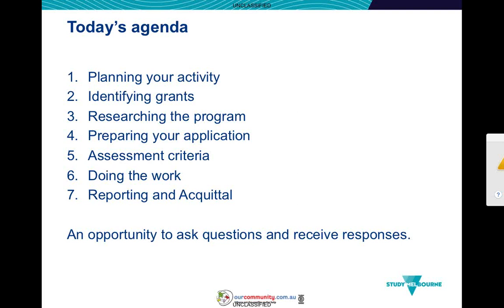We've got a lot to get through today. We're going to be going through some common grant information as well as some very specific areas relating to the program. We're going to be talking about planning your activity, identifying grants, researching the program, preparing your application, and we will address some very specific application questions, looking at the assessment criteria, doing the work and reporting and acquitting. And of course, at the end of the webinar, we will have an opportunity for you to ask questions and receive responses.